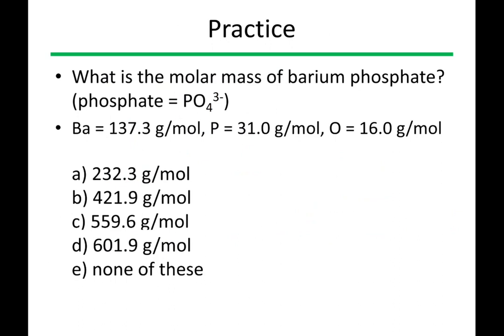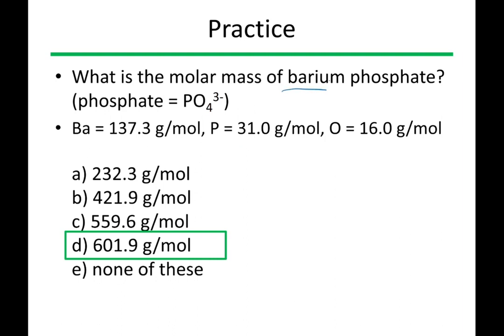And so for one last little bit of practice, take a look at this and see if you can calculate the mass of barium phosphate. And in this case, this is the correct answer. Let's see how we would get that.